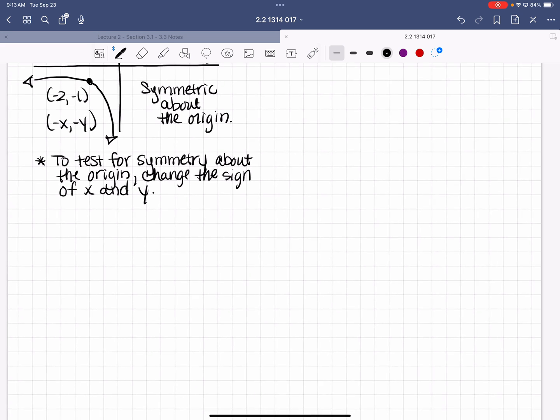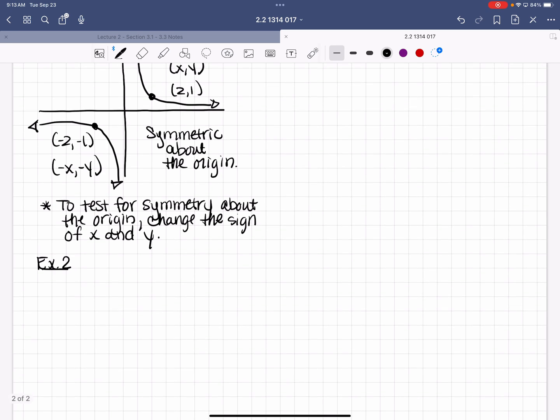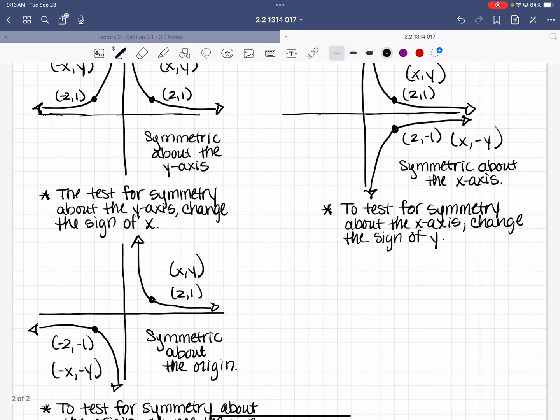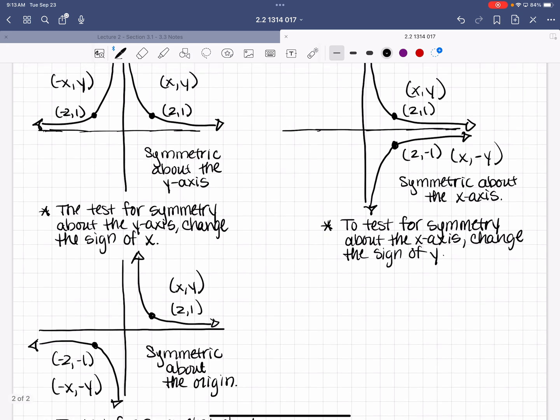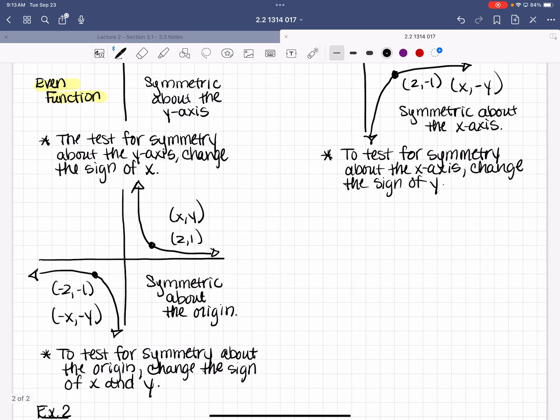Okay, example 2. Does anybody remember about even and odd? We talk about even and odd in here, but I can go ahead and write it on here. If a function is even, it is symmetric about the y-axis, okay? Even function. And like I said, I'll talk about it in a minute, but we'll go ahead and write it on there. And then if a function is symmetric about the origin, it's an odd function.